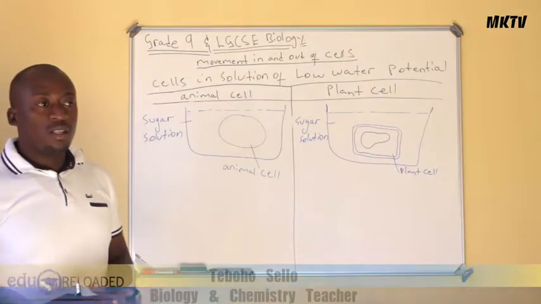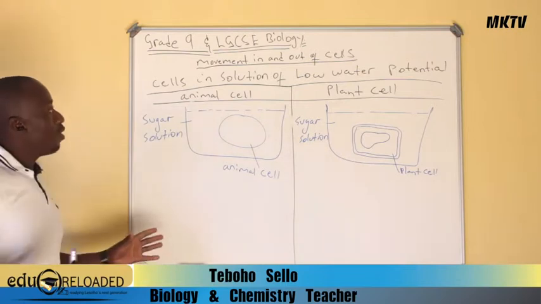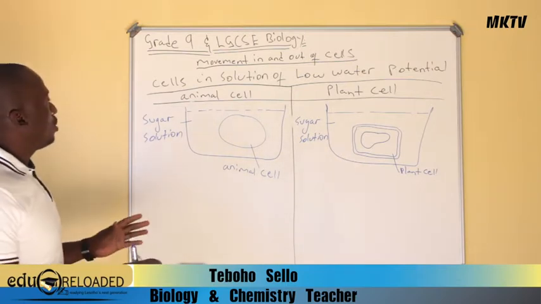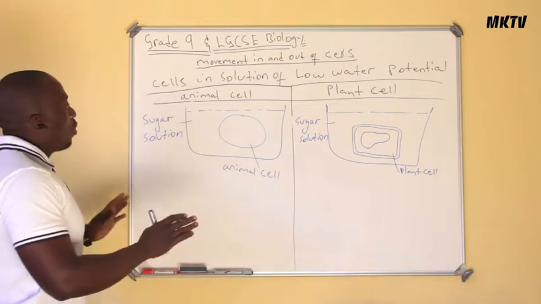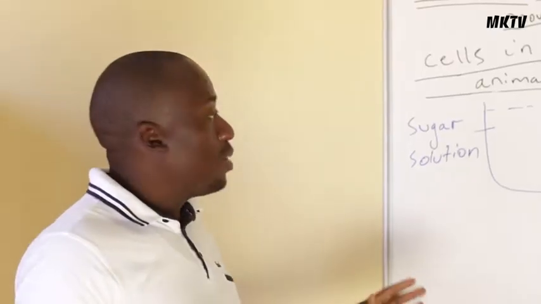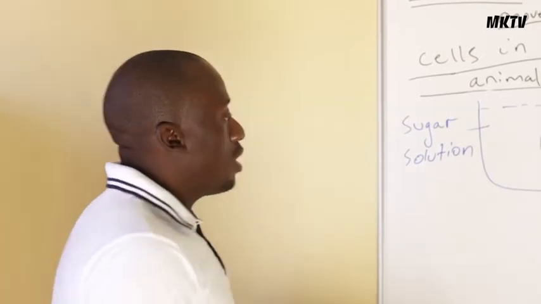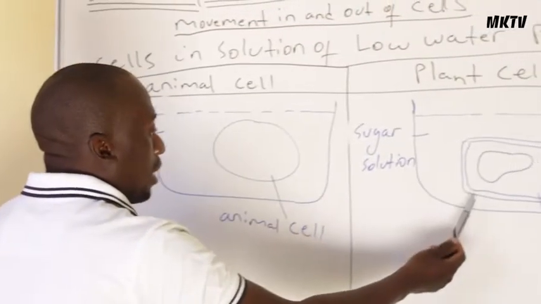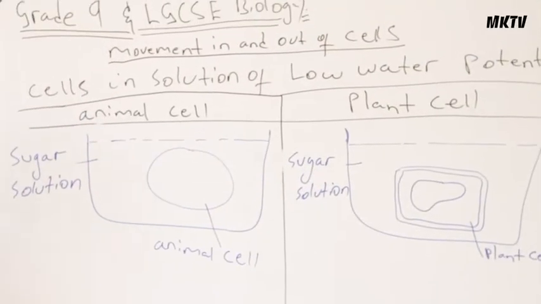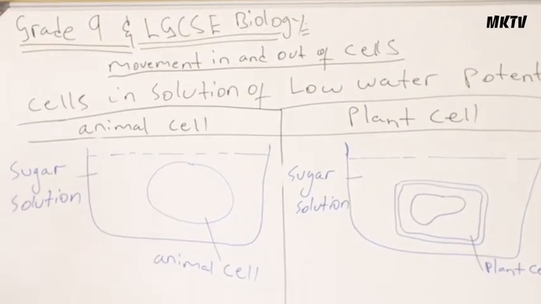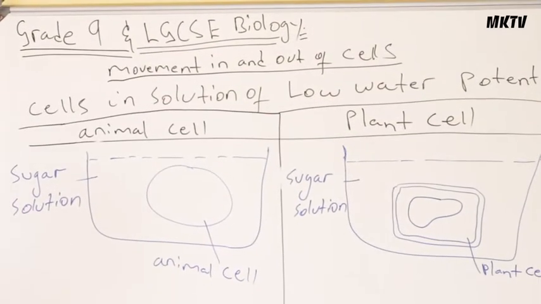Hello guys, here we meet again. We are still on movement in and out of cells. So here we are going to do a little bit of workout on how cells behave when they are placed in a solution of low water potential. So here I have got an animal cell and a plant cell. Both of them are placed in sugar solution. So this means inside the sugar solution there is low water potential.